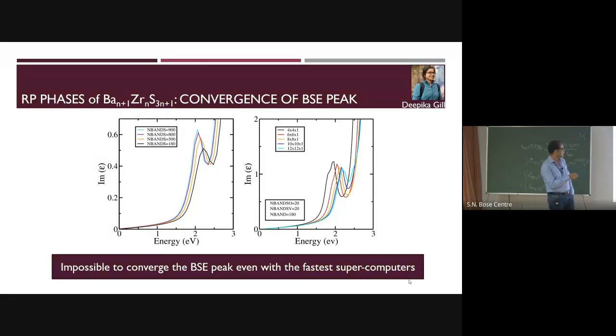Once you try to converge your number of empty bands, this peak keeps on getting shifted. And once you try the same thing with a reasonable number of k-points, this peak again keeps on getting shifted. So you cannot converge your BSE in any meaningful way. That's the problem. And if you cannot get it, you cannot calculate the exciton binding energy by taking the difference of the GW and the BSE peak.